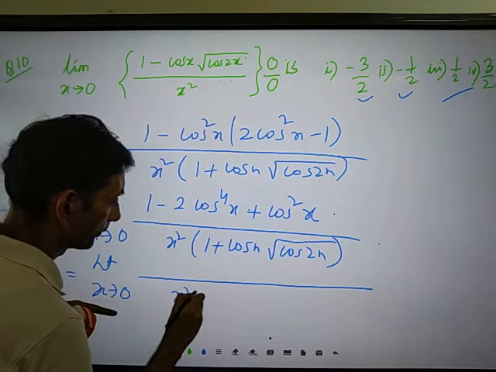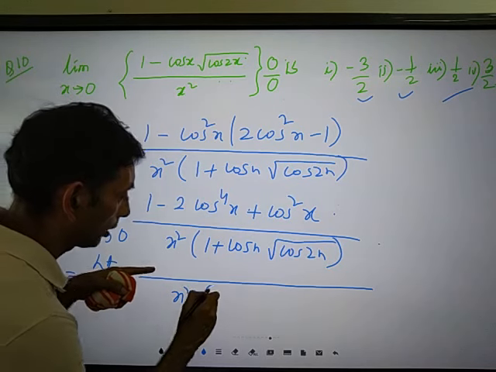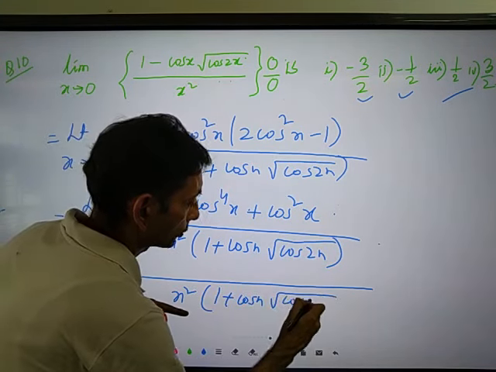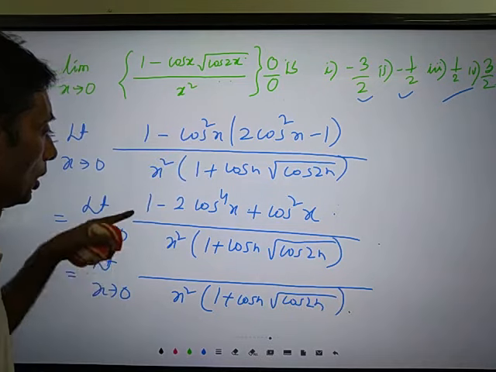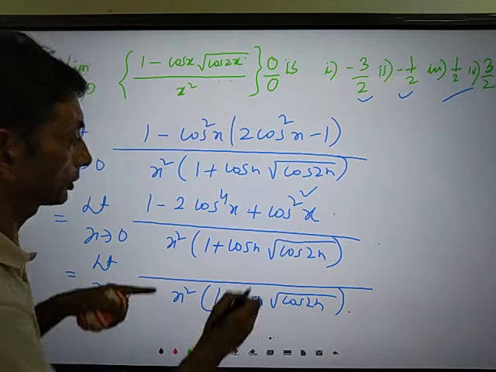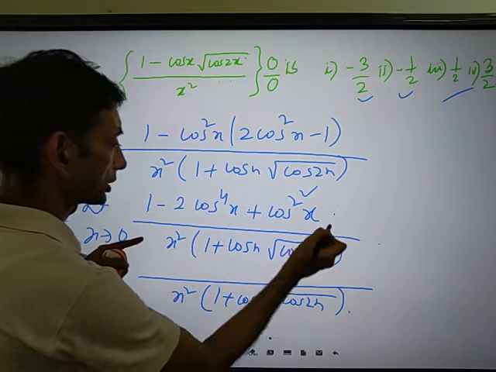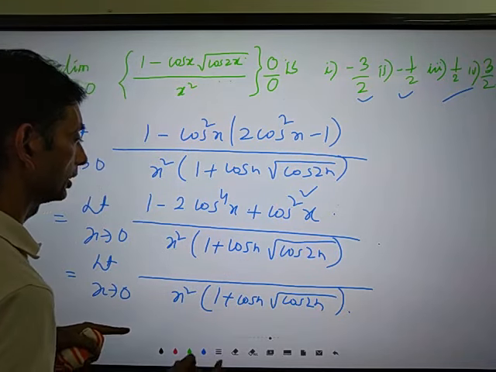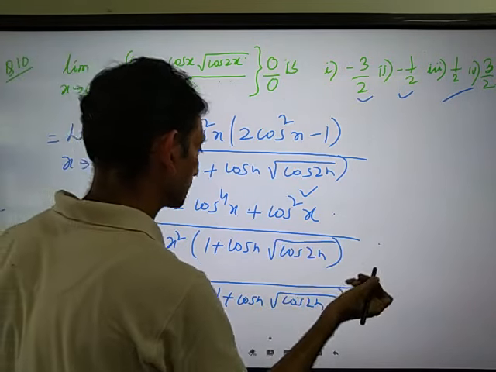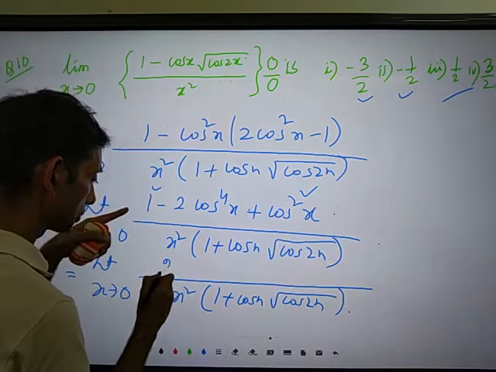X squared, okay, 1 plus cos x cos twice x. So this cos square x we are converting to sin square x now, right? So cos square x means 1 minus sin square x. So that one and this one, we are just going to write 2, because cos square x is 1 minus that one, and 1, just 2.